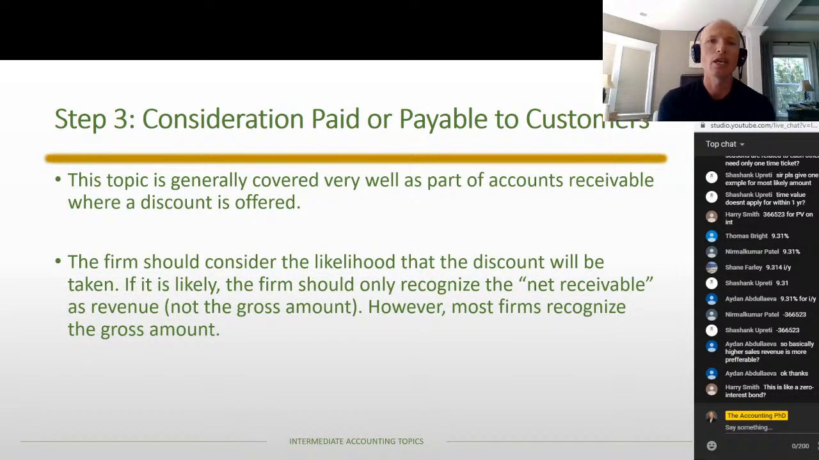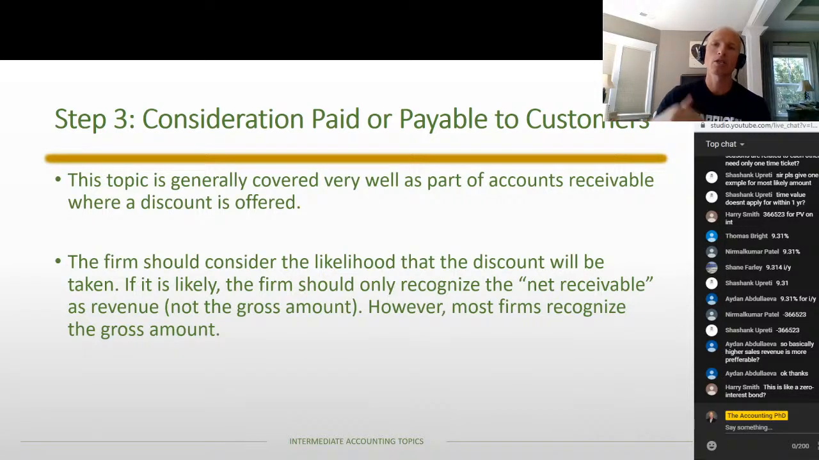Now this is kind of a key, which probably wasn't discussed. Maybe it was discussed when you went over accounts receivable, but this is what the standard highlights. The firm should consider the likelihood that the discount would be taken. So in other words, how likely is it that the customer is going to pay in a way that they're going to receive the discount? If it is likely, then the firm should only recognize the net receivable as revenue, not the gross amount. However, I want to note most firms will recognize the gross amount.